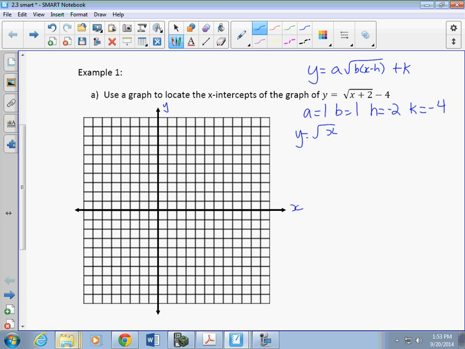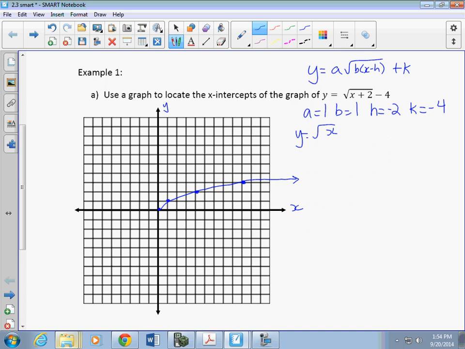Okay, so for y is equal to the square root of x, those occur at 0, 0, 1, 1, and the basic ones we do are up to 4, 2. You could go as far as 9 and 3. Maybe we'll put that one on here just to have. So y is equal to square root of x looks like that.